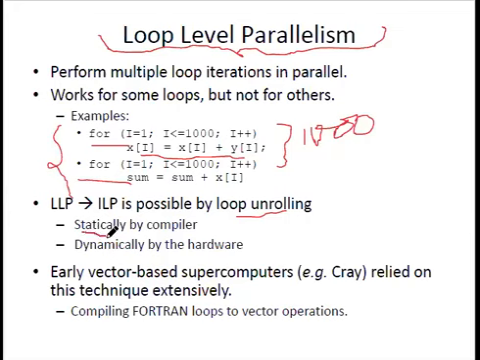ILP is implemented statically by the compiler and dynamically by hardware. Because in the case of a dynamic process, hardware is making decisions. In the case of a static process, the compiler is making decisions. So we just implement a basic example.